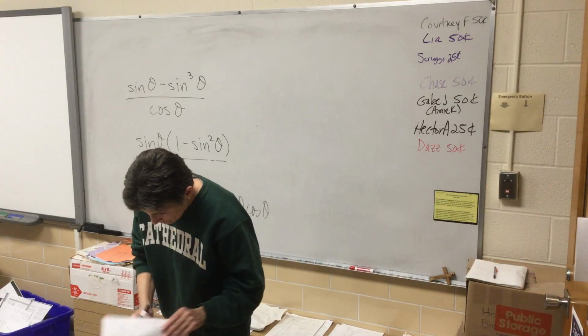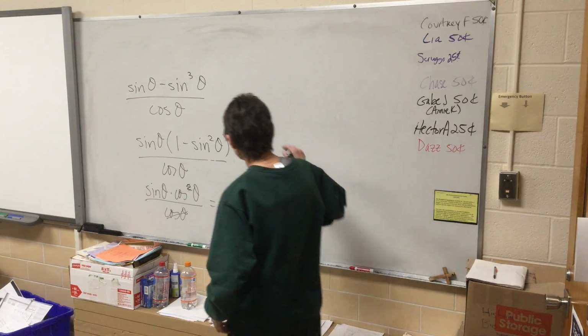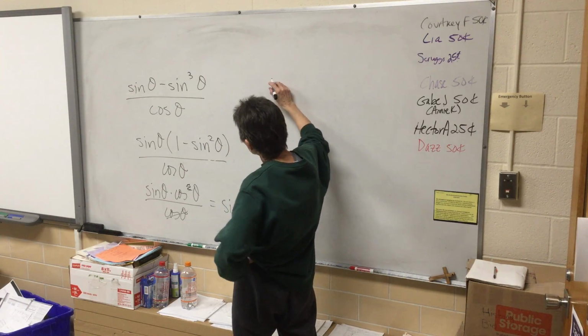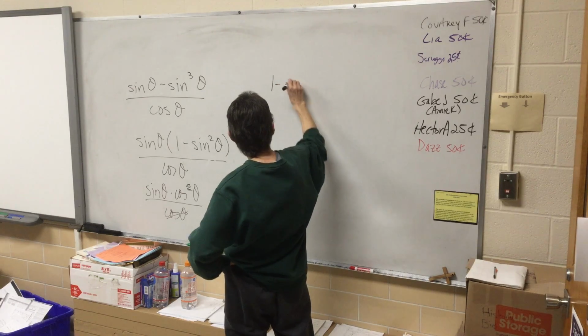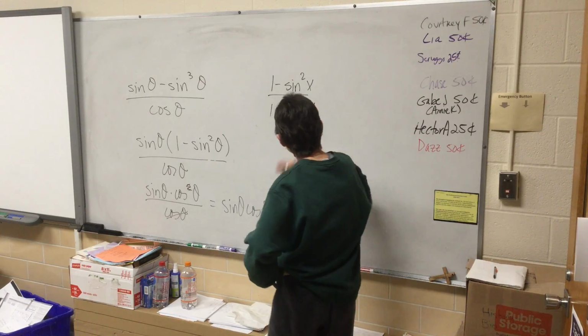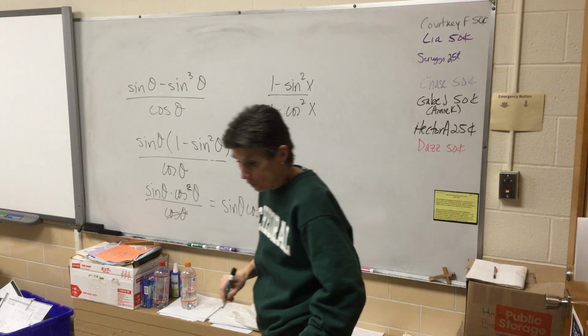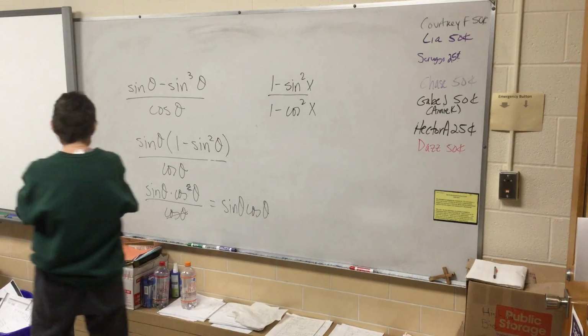All right, I want to do one more like that one, and then we're moving on. So one more like that one would be something like 1 minus sine squared over 1 minus cosine squared. All right, what about that? What occurs to you when you see that problem?